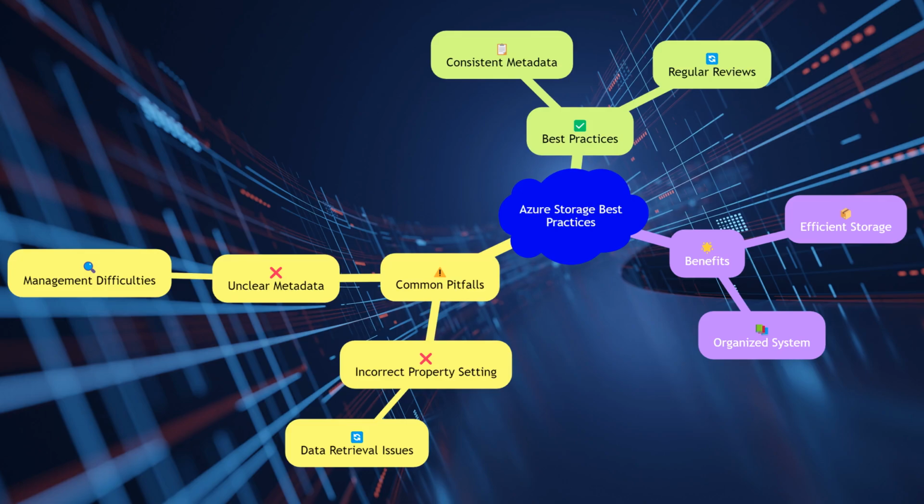There are common pitfalls to avoid when setting and retrieving properties and metadata in Azure Storage. One common mistake is not setting properties correctly, leading to issues with data retrieval. Another pitfall is using unclear or inconsistent metadata, which can make data management difficult. To avoid these issues, ensure that you follow best practices and regularly review your properties and metadata. Properly managing these attributes helps in maintaining an efficient and organized storage system.